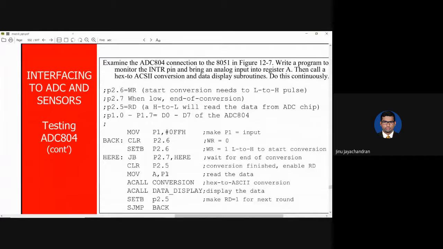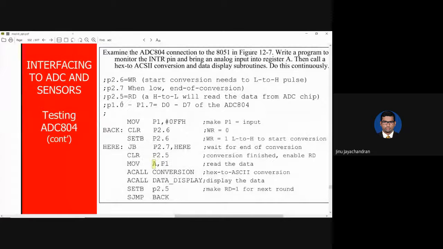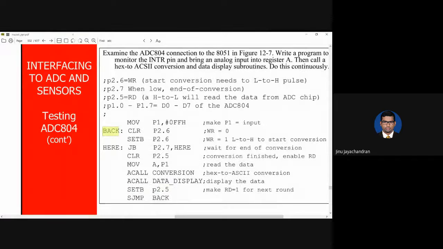Then you move the data from port 1, because port 1 is connected to D0 to D7, so it will be moved to A. Then the question is to convert the input hexadecimal value to ASCII. These two functions will be called, one to convert and one to display. Then you make the read pin disabled and jump back here. Okay, this is the program.